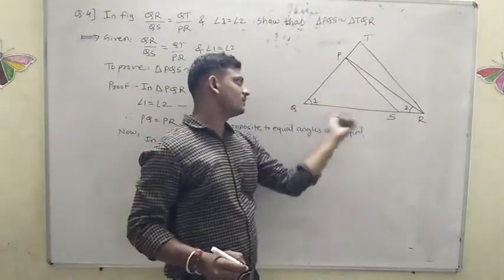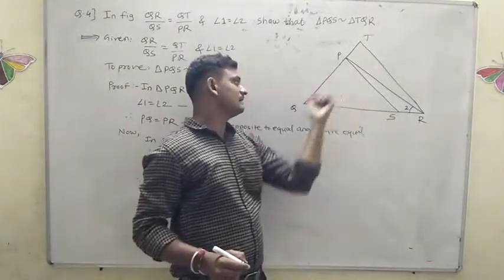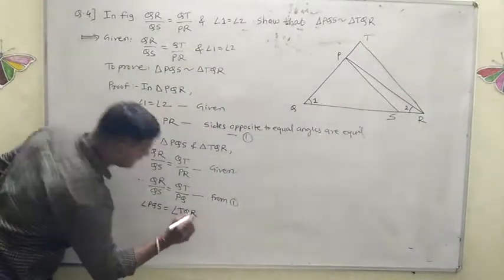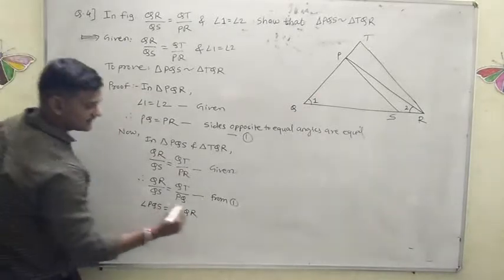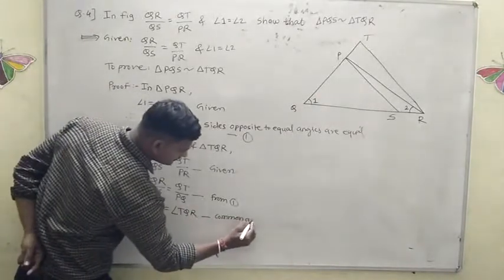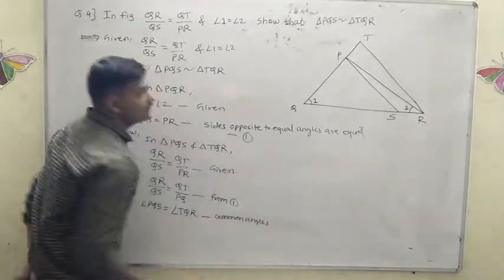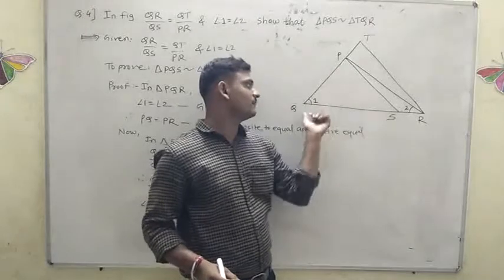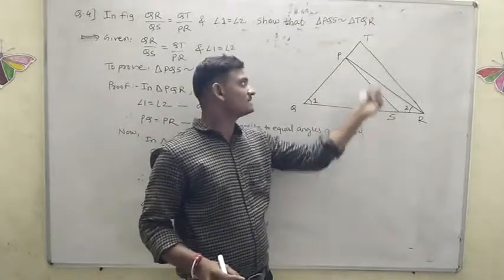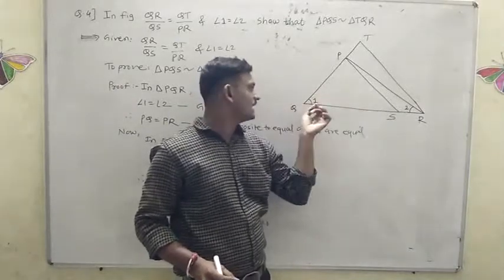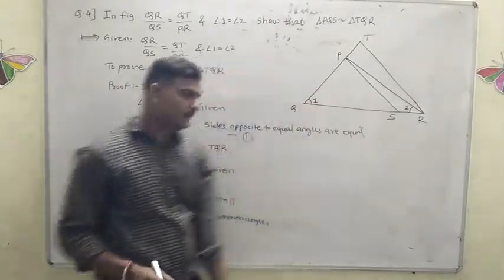Can I say that angle PQS is equal to angle TQR? Why? The reason is common angle. These two are the common angles. See here, angle Q lies in both the triangles, in triangle PQS and in triangle TQR. In both triangles angle Q is there. Therefore, angle Q is a common angle.